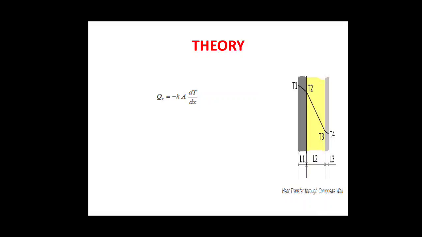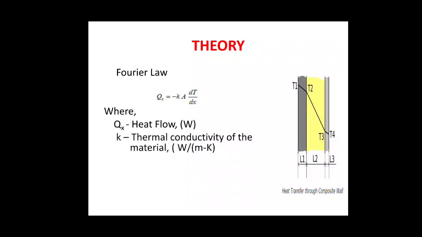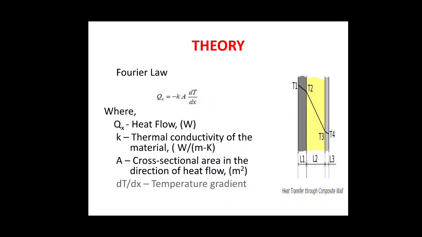Theory. The Fourier law gives us the equation of conduction, which is Q equals minus K A dT by dx, where Q is the heat flow, K is the thermal conductivity, which we are going to measure, A is the cross-sectional area, which we can find out from the given specification, and dT by dx is the temperature gradient in the direction in which the heat is flowing.